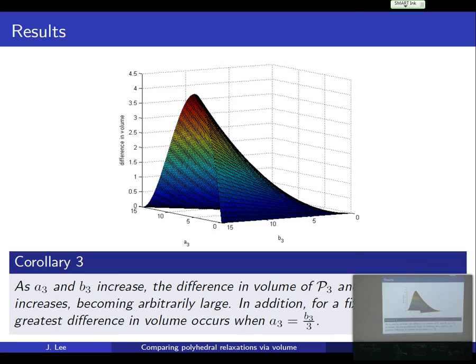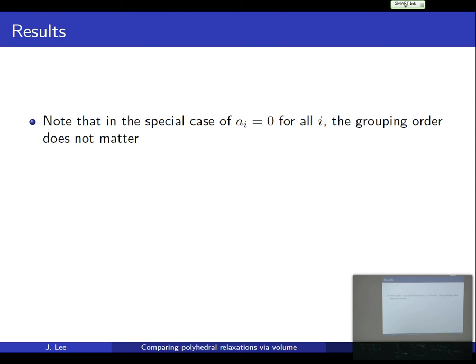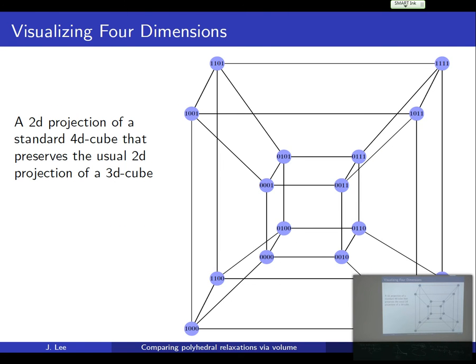If you're curious, if you just have binary variables x1 and x2, so between 0 and 1, and you're interested in what the worst case is, if you fix B3, the upper bound on x3, the worst case difference in volume between the P3 and the other ones occurs when the lower bound is a third of the upper bound. That somehow is the worst case. So here's sort of how the proofs go.